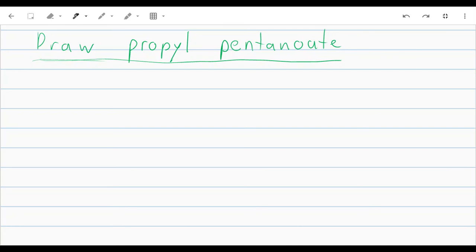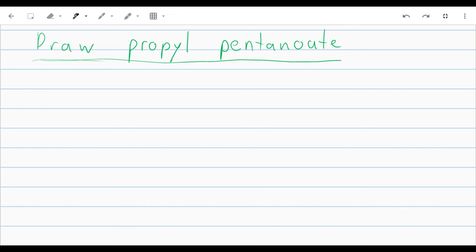Here we have an ester to name. So esters do have a bit of a trickier name and a bit of a trickier structure, but they're actually pretty straightforward once you practice them a bit. So here we have propyl pentanoate. The important thing to remember is that the propyl group is not a branch.